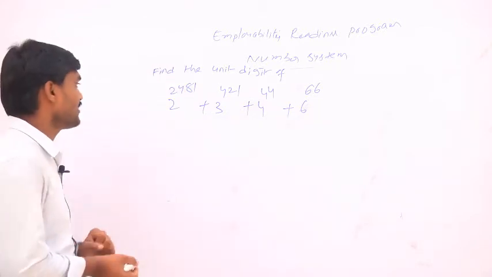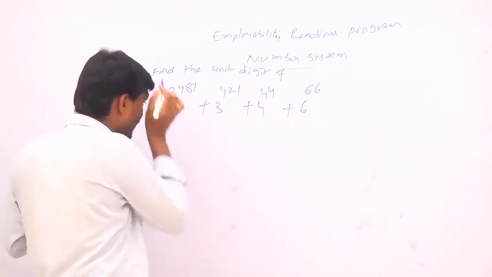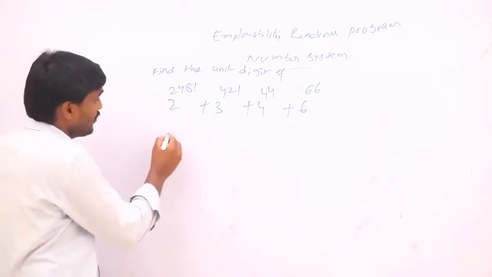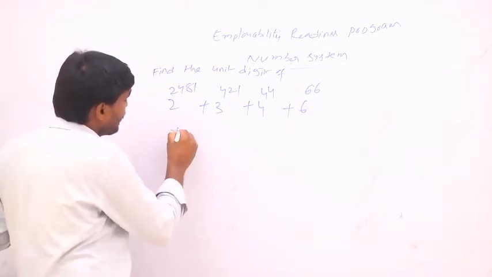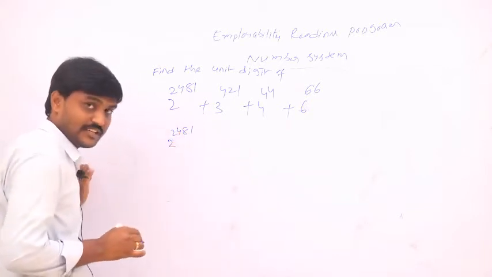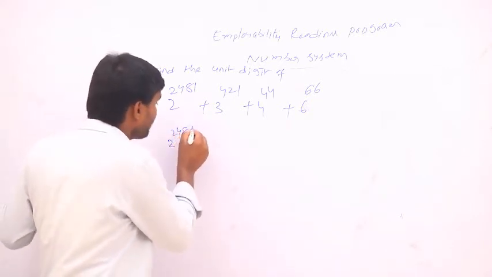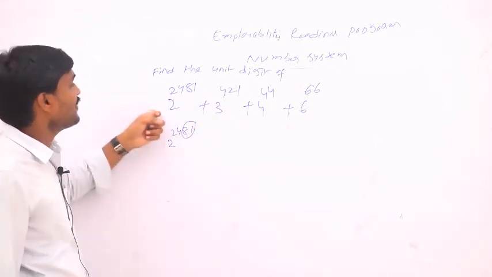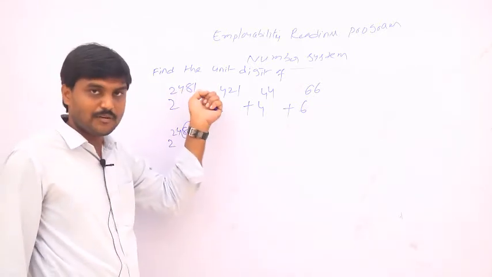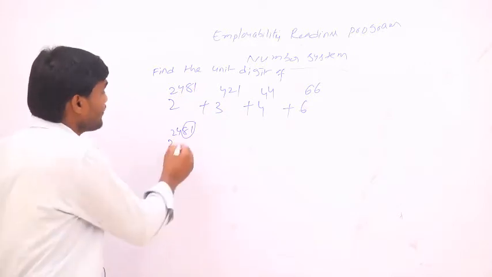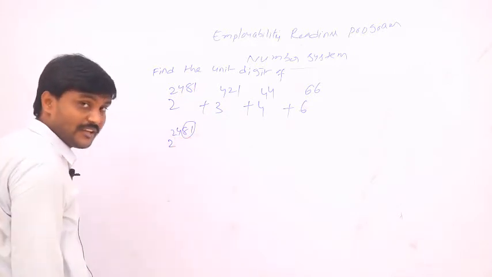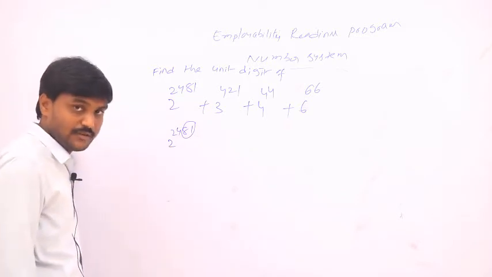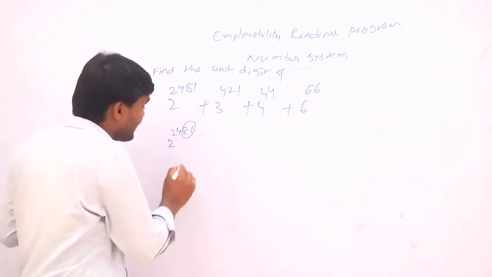If you want the unit digit of 2 power 2481, the power should be divided by 4, because for 2 power any number, 4 elements are repeated. That's why the divisibility rule of 4 applies: if the last 2 digits are divisible by 4, the number is exactly divisible by 4. That means the remainder is 1.